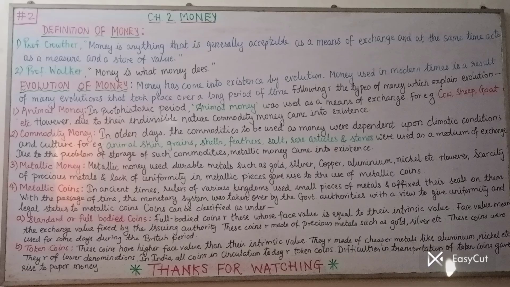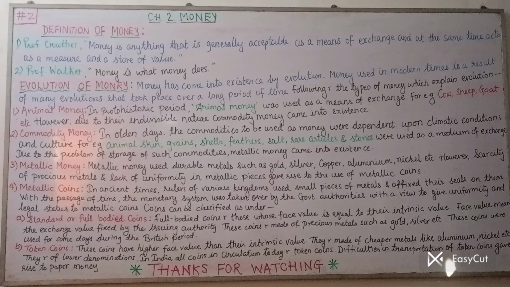Now we are coming to the latest coins, that is token coins. These coins have a higher face value, that means the value printed on the face is much more than their intrinsic value, the metal inside the coin. So inside the coin the metal is of a very small amount and the printed face value is much more. That is called token coins. So just a token amount is kept inside the coin. Intrinsic value is very less. They are made of cheaper metals like aluminium, nickel, etc. These token coins are of lower denominations. In India, all coins in circulation today are token coins only.